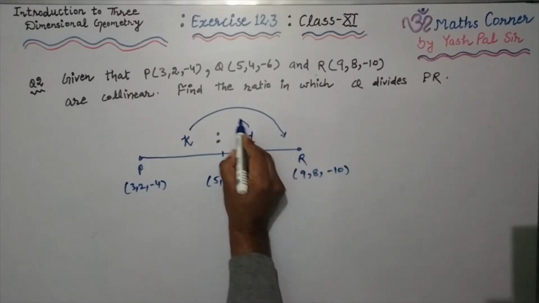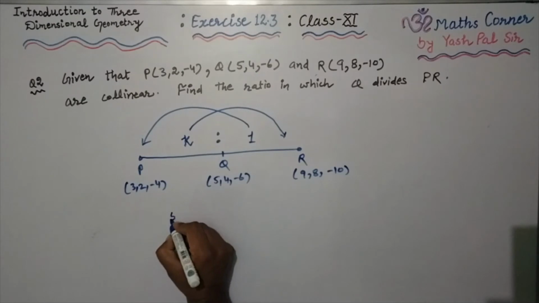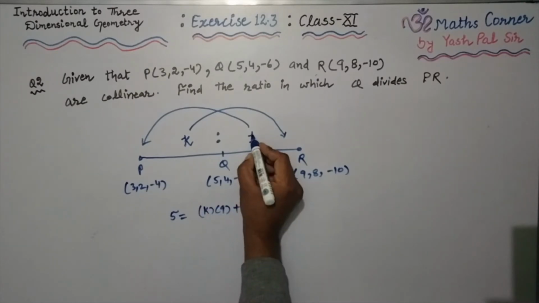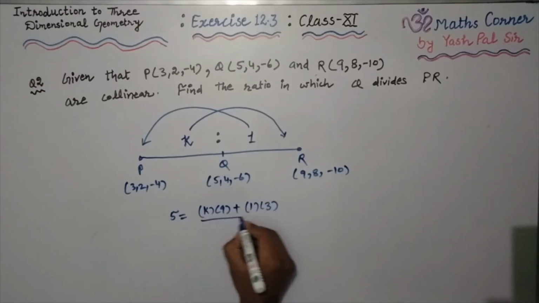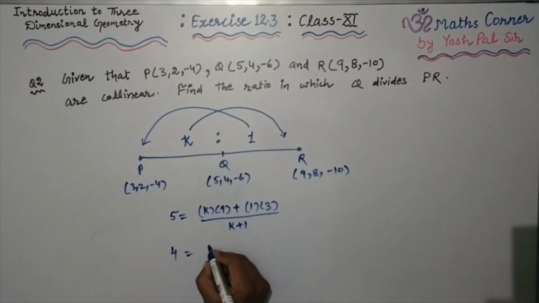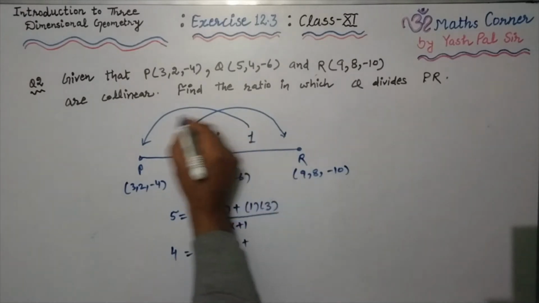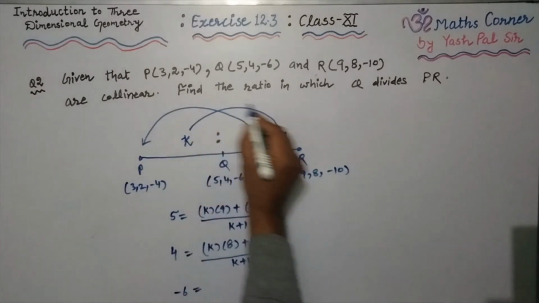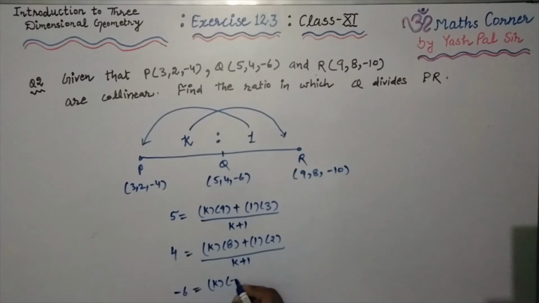So again the same process. We multiply this way. So 5 will be equal to K into 9 plus 1 into 3, divide K plus 1. Similarly, 4 will be equal to K into 8 plus 1 into 2, divide K plus 1. Third time, minus 6 is equal to K into minus 10 plus 1 into minus 4, divide K plus 1.